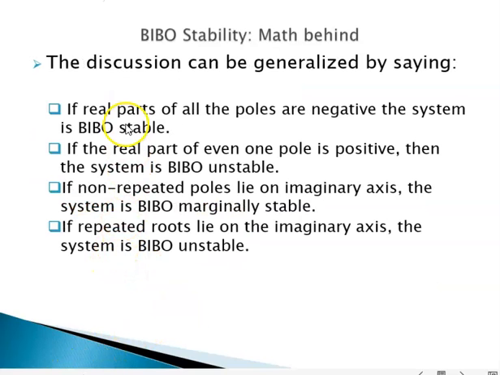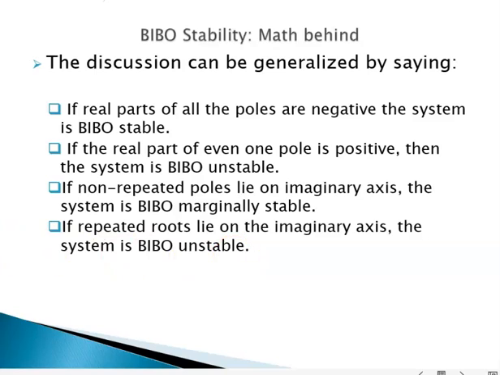We will try to generalize and repeat. If the real parts of all the poles are negative, the system is BIBO stable. Even if one pole has positive real part, the system is BIBO unstable. If non-repeated poles lie on the imaginary axis, the system is marginally stable, that is, there are sustained oscillations. And if repeated roots lie on the imaginary axis, the system is BIBO unstable. We'll see what these non-repeated and repeated roots lying on the imaginary axis mean in the subsequent slides.